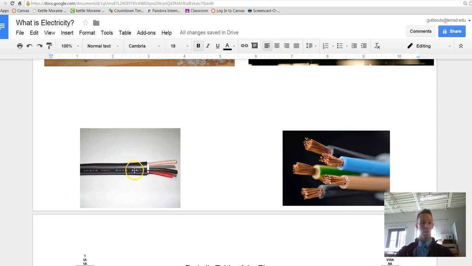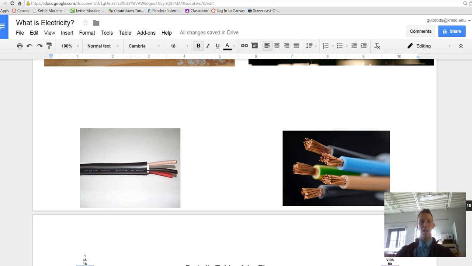If we notice there's plastic coating here, sometimes wires will also have a cotton type of fabric inside to resist electricity getting out. And then conductors would be things like metals, like copper. They tend to transfer heat well, but they also definitely transfer electricity.